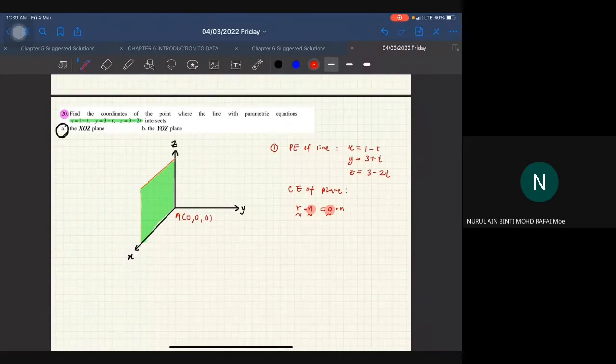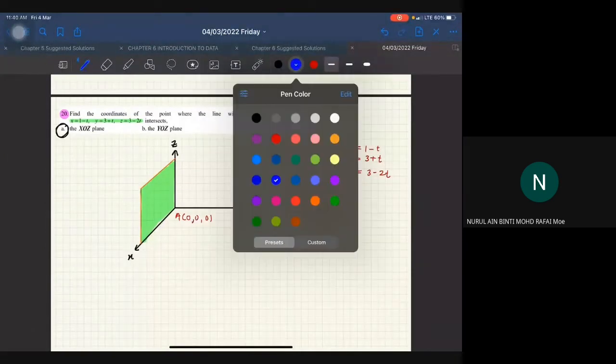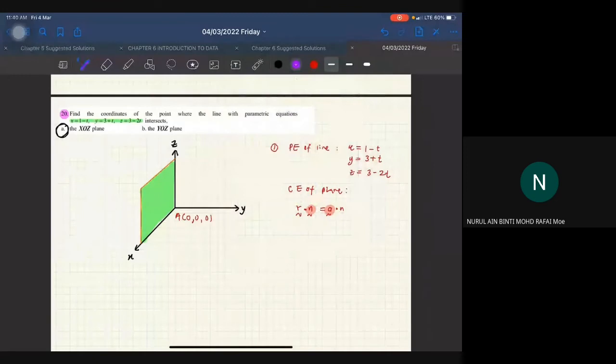Okay, so kita dah tahu a fixed point. What about the normal? So macam mana nak cari normal untuk plane ini? Okay, saya tunjuk kat awak. So saya guna pen warna purple. Right, so normal dia adalah 90 degree dengan plane kita sekarang ni. So normal is gonna be somewhere over here. This is our normal line.